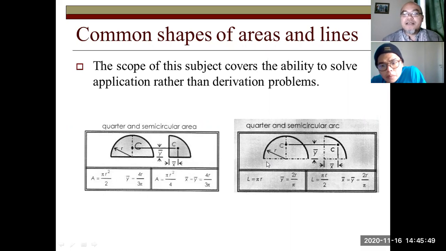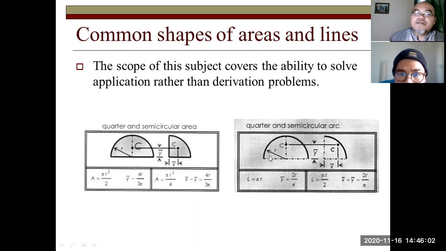If we have an arc, it means just a line being bent to form an arc. If it is a semicircular arc, the perimeter equals pi times r, the formula of the circle but divided by 2. Then the height of the centroid or center of gravity equals 2 times r divided by pi. If it is a quarter arc, then the coordinates of the centroid, x and y, equal 2r divided by pi.